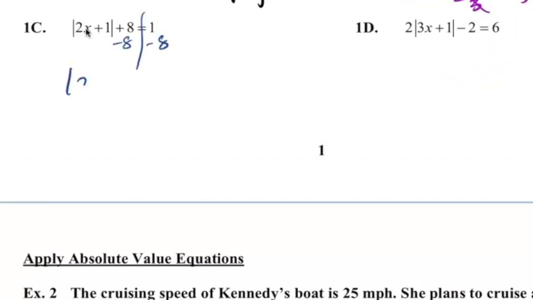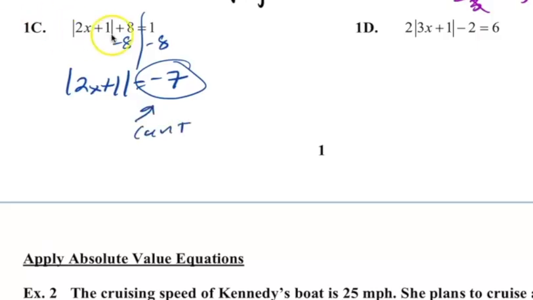Minus 8 first. Minus 8. 2x plus 1 is equal to negative 7. And hopefully now you see it. No solution, right? Can't be negative. Once you get the absolute value by itself, it can't be negative. I couldn't say that from before. If this was a negative, I can't say it yet, right? I have to get the absolute value by itself first. Can't be negative. No solution.